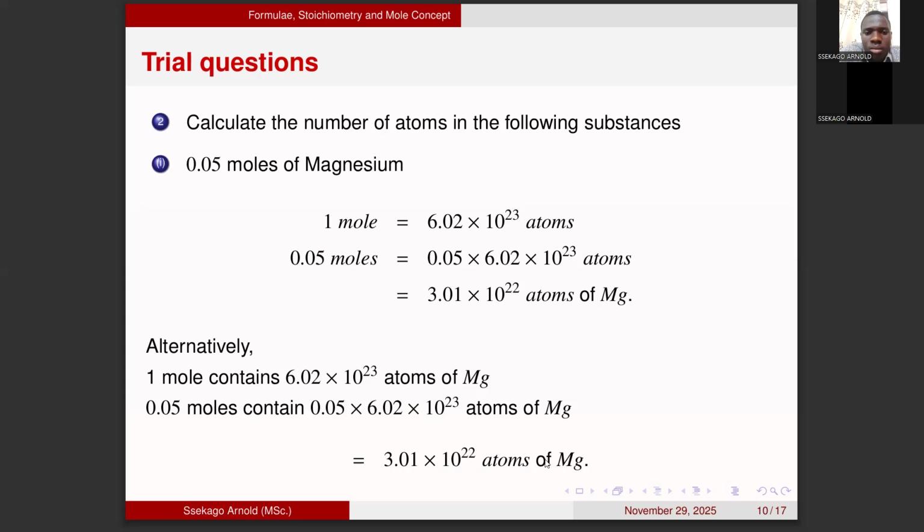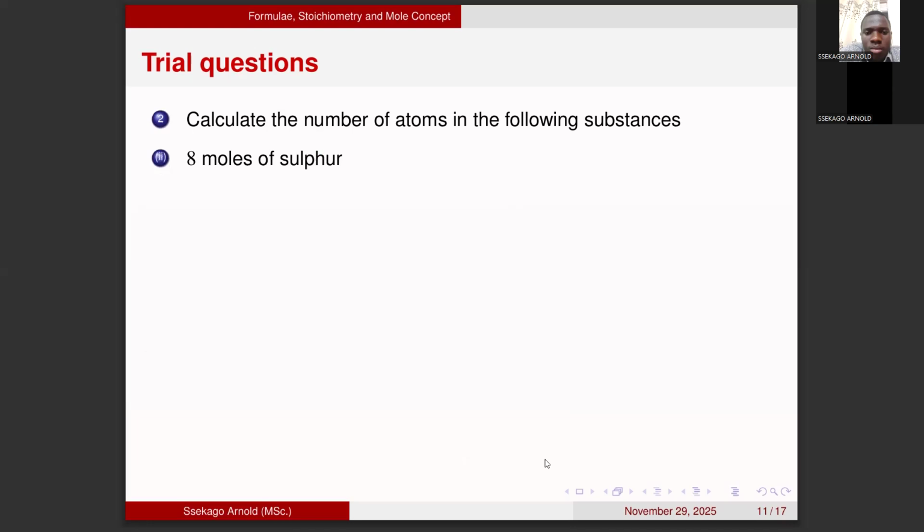So that is for Roman 1. Then for Roman 2, we had 80 moles of sulfur. We wanted to determine the number of atoms in 80 moles of sulfur.